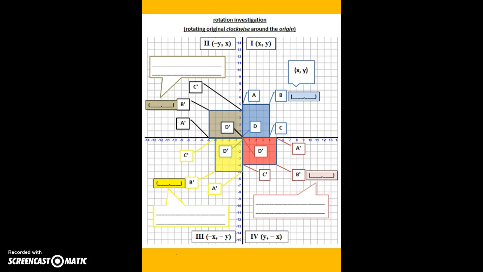Hi guys, today we're going to talk about rotations, piggybacking off the investigation we did. So let's get started. We're looking at the complete coordinate plane, all four quadrants, and let's get into it.